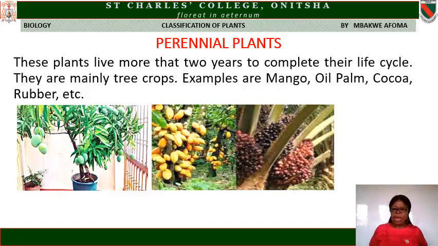Then the perennial plants. These ones live for more than 2 years. They can live for 10 years, some can live for 20, 35, 40, even up to 50 years. At least there might be some plants you've been seeing since you were born. They are still there. So they are under perennial plants. Examples there are mango plants, oil palm, coconut, rubber, cocoa you can see here, and the rest of them. Is that clear?